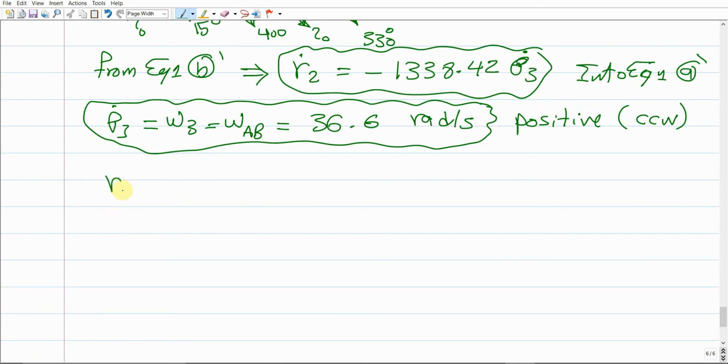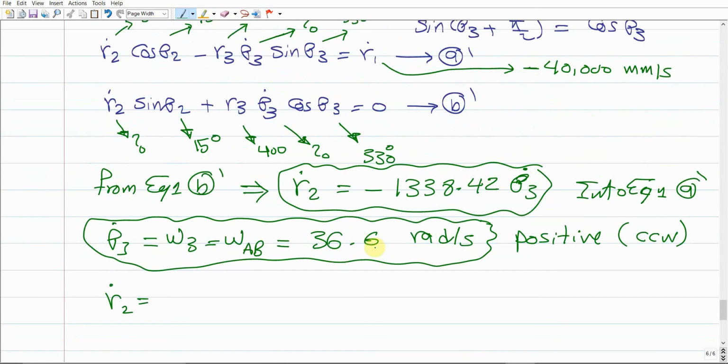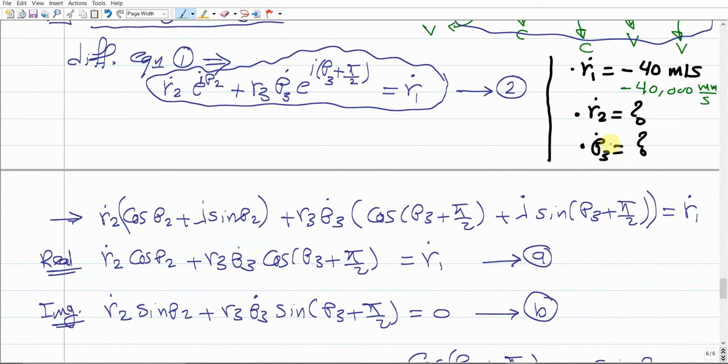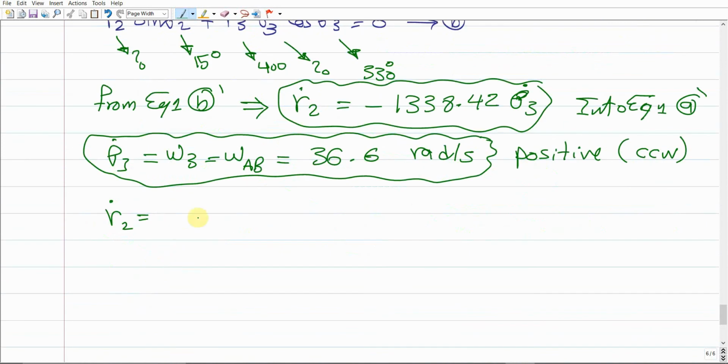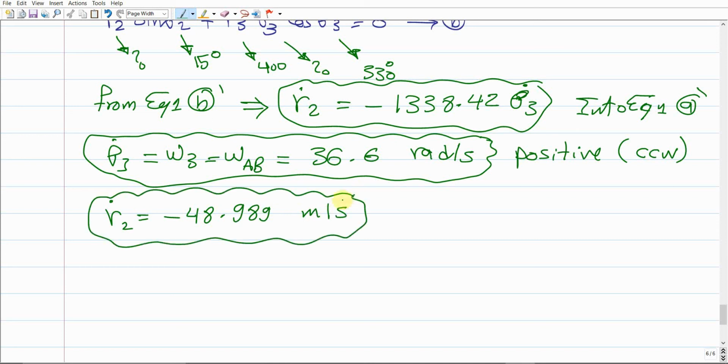We didn't finish the velocity analysis yet. To finish, it means that you have to find all the two unknowns. We have two unknowns, we got only theta 3 dot, we are still working on R2 dot. So R2 dot, substituting into this expression, we find R2 dot will be obtained by negative 48.989 meter per second. I did the calculation, then I converted into meter per second.